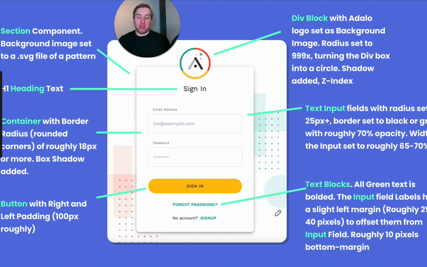And it's got a background image set to an SVG file of some sort of pattern that looks like this. Now, the reason I say an SVG file is SVG stands for Scalable Vector Graphic, which is a fancy way of saying this image can be scaled up to any size you like and it won't lose quality the way that a logo or a picture or a photo would. So it doesn't get blurry as you make it bigger.